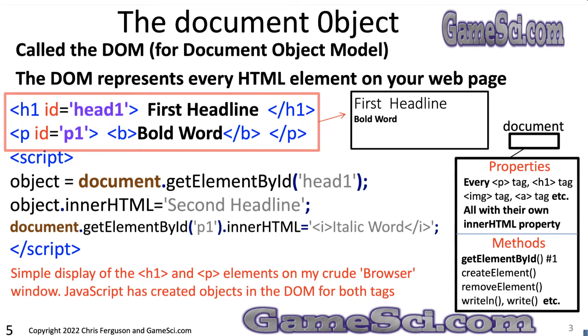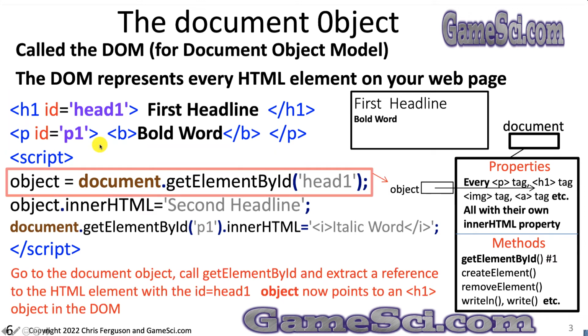JavaScript has created objects in the DOM for both tags. Every tag on the web page gets an object in the DOM. There's an object in the DOM that represents this H1 tag. There's an object in the DOM that represents this P tag. After the page is displayed and my headline and my paragraph are on the screen, I can then write JavaScript to access and or change the previously displayed elements I have on the screen.